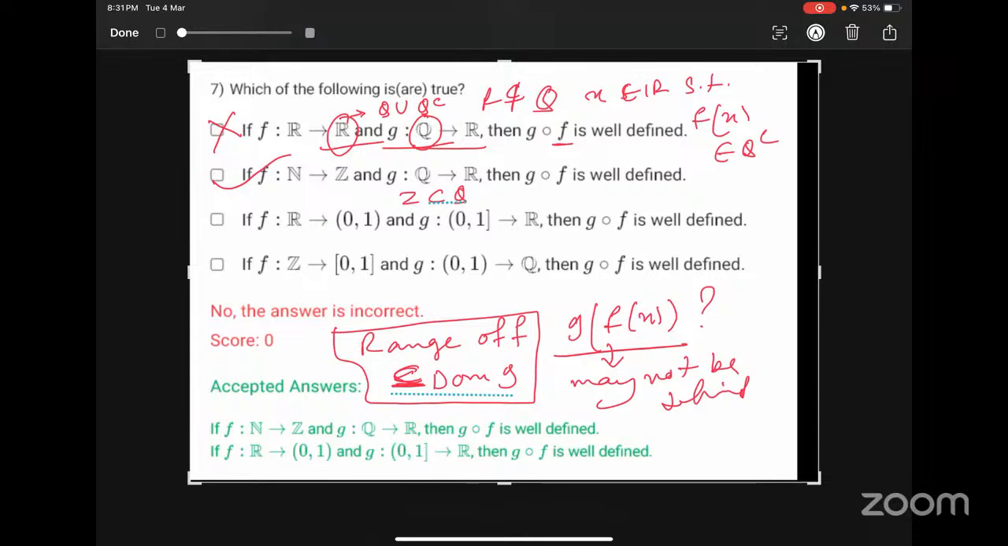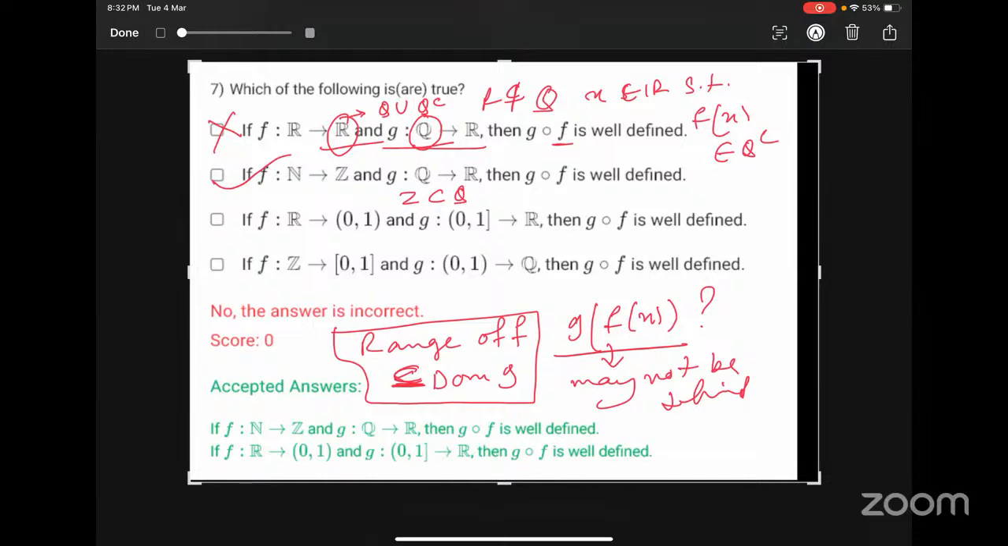The image is only between 0 and 1, with 0 and 1 not included. Yeah. And G's domain? Yes, the domain is between 0 and 1. Here the range is 0 to 1, with 1 also inclusive. So it will be a subset, madam, because here 1 is not included. Yes. It will be a subset, right?